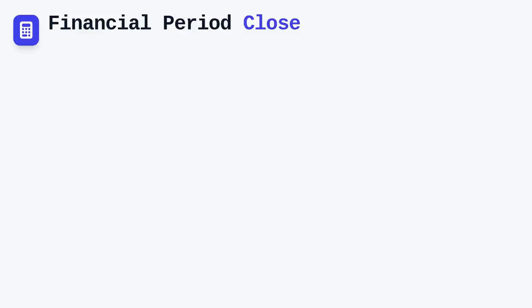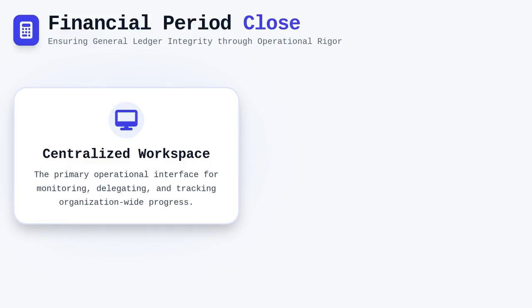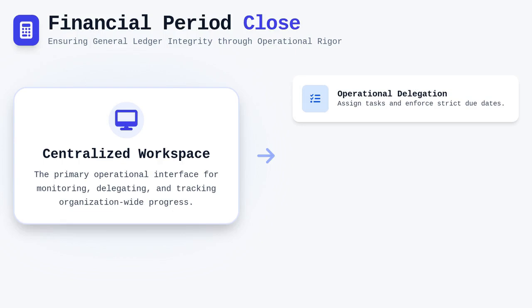The financial period close is not merely a collection of isolated tasks. It is a rigorous operational sequence designed to ensure the integrity of the general ledger. At the center of this process is the financial period close workspace, which provides a centralized view for monitoring progress across the organization. You should look at this workspace as your primary interface for delegating tasks, setting due dates, and tracking the status of individual closing activities.